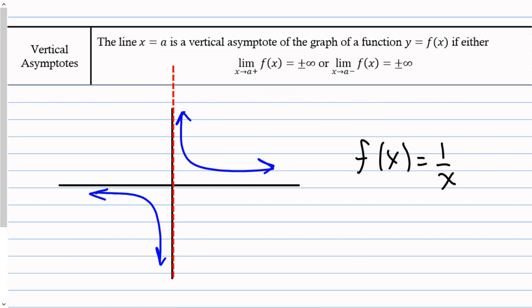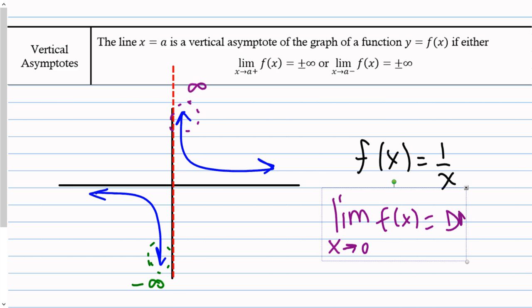From the left, my graph ends up going down to negative infinity, right? Right here. And then on the right, my graph ends up going up to positive infinity. So if I were looking for the limit as x approaches 0 of this function, I would have to say, oh, it doesn't exist.